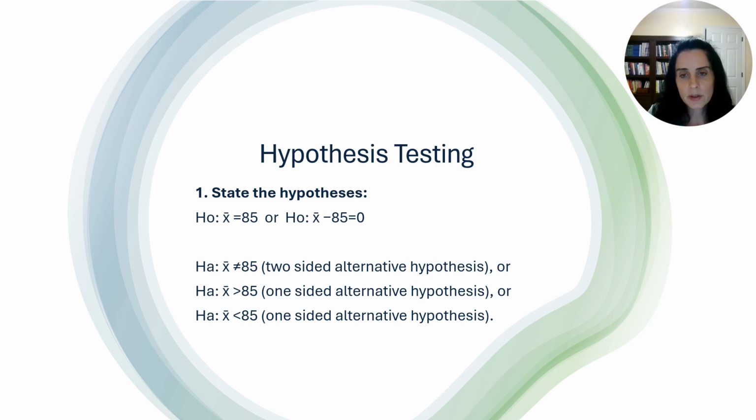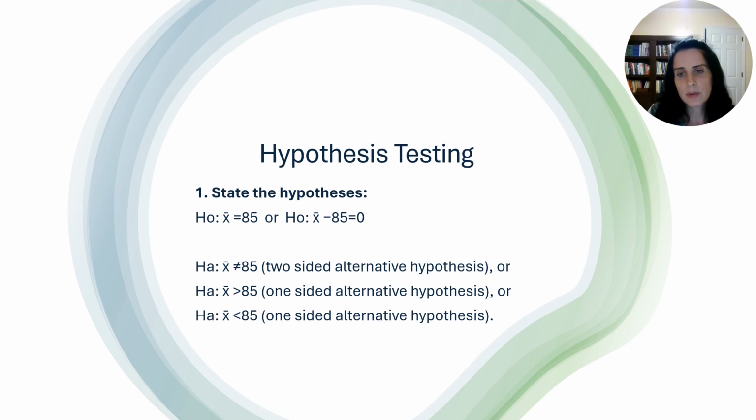For instance, consider a scenario where a teacher wants to determine if his student's average score on an assessment differs from the average population score of 85. The teacher can formulate the following null hypothesis. The average class score is equal to 85. Or he can say that the difference between the class average and the population average of 85 is 0.